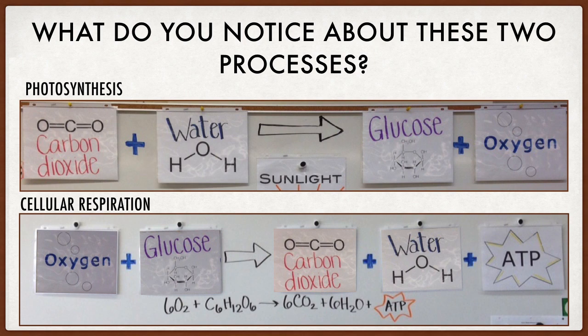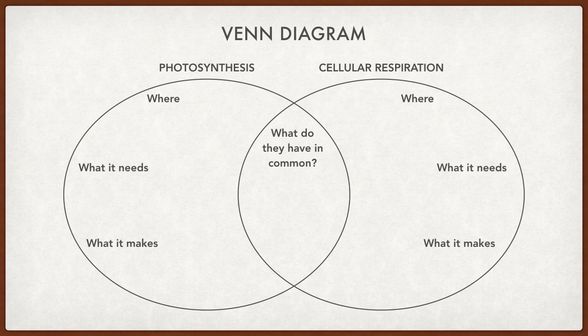So building off of this, the last thing we're going to do is on the back, you need to fill out this Venn diagram. A Venn diagram is where you can compare two things to see where they're different and where they're similar. So take a moment, fill out your Venn diagram, try it with your partner, figure out where these two processes take place, in what organelle, what do they need, what are the ingredients, what are the reactants, the things on the left-hand side of the equation, and what it makes, what are the things on the right-hand side of the equation that it produces. So take a moment, work with your partner, fill out the Venn diagram.